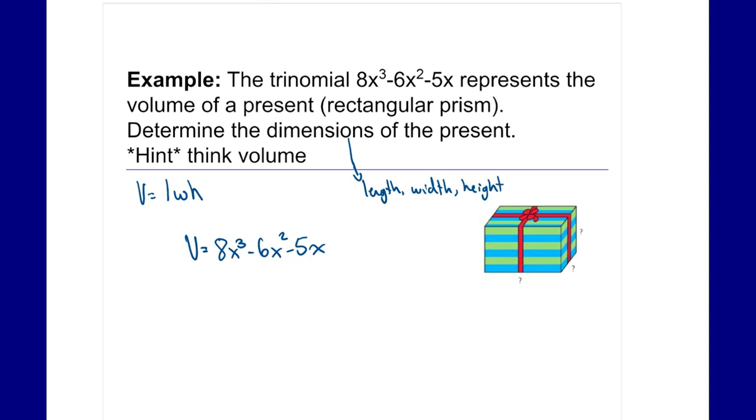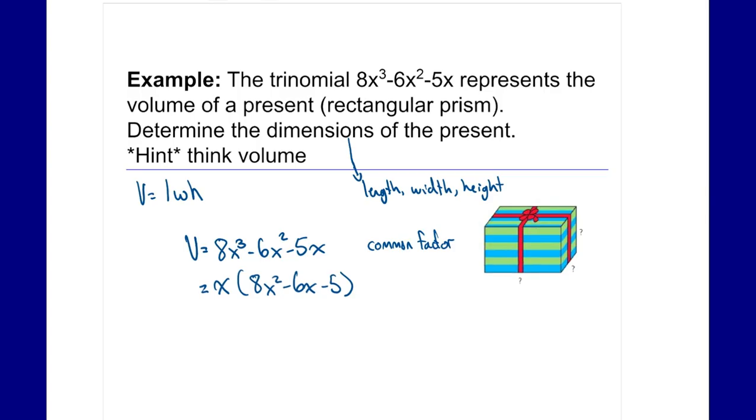Looking at it, this looks a little different from our regular trinomials because of the x cubed, the x squared, and the x. However, the first thing we should always look for is a common factor. Is there a common factor? There's nothing common between 8, 6, and 5 in terms of coefficients, but they all share an x. So I can take a common factor of x out. That leaves me with 8x squared minus 6x minus 5.